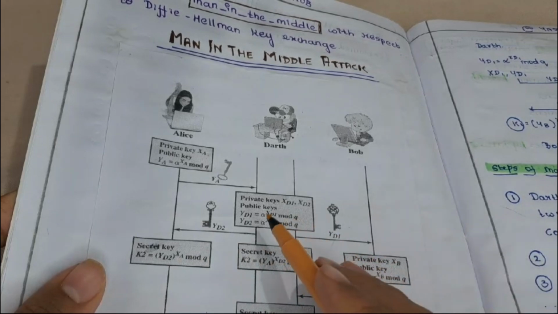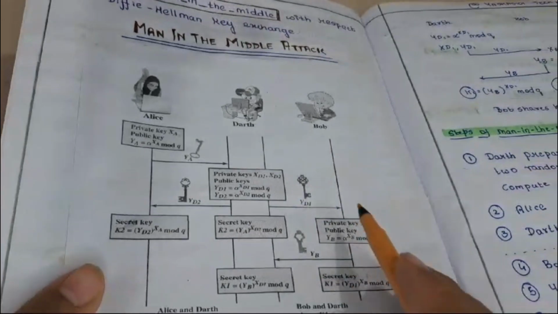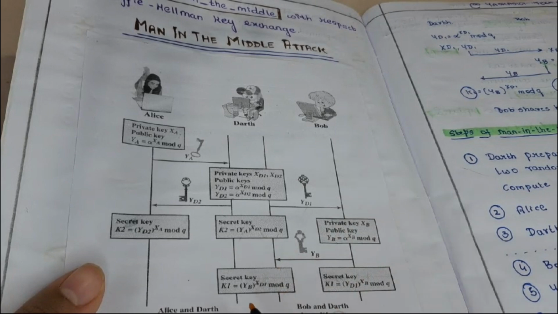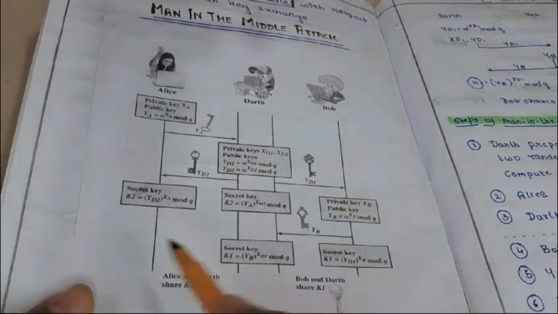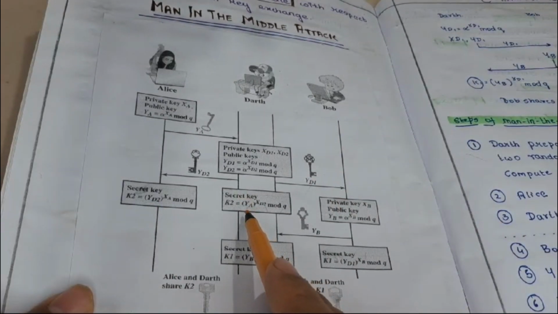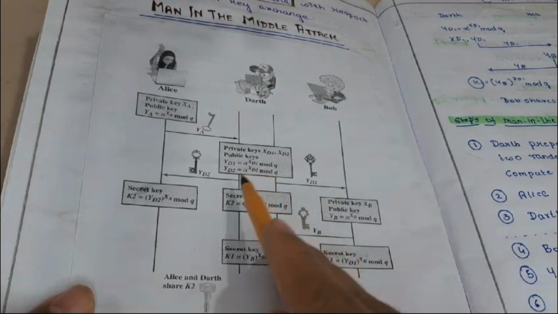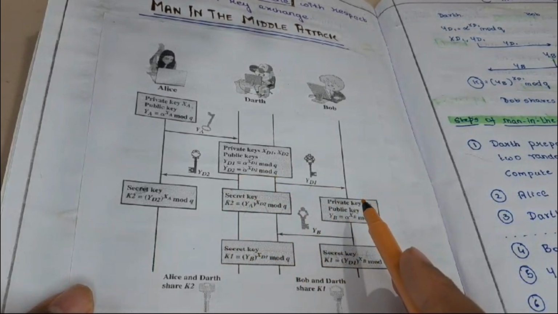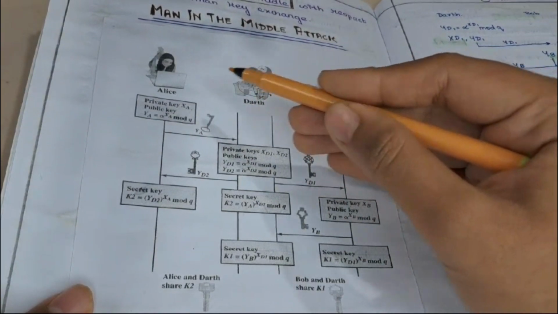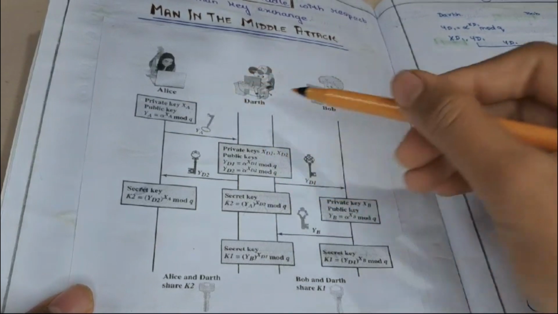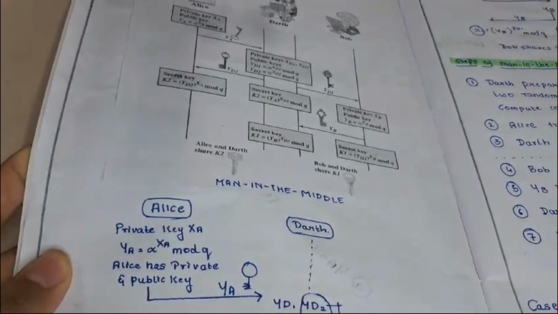So similarly, here he has sent YD1. Bob is going to generate the public key YB. So they have exchanged the public keys. So we have key K1, which is shared between Darth and Bob. So now we know that key K2 is shared between Alice and Darth, key K1 is shared between Darth and Bob. Any communication is read by Darth and he is going to communicate to Bob. So this is how this person is the man in the middle who is going to intercept the messages between Alice and Bob.